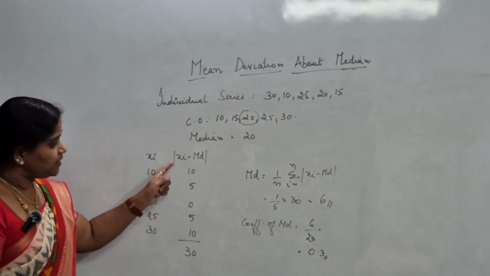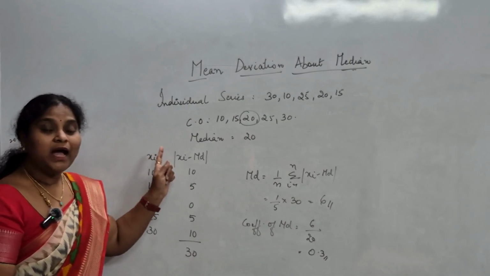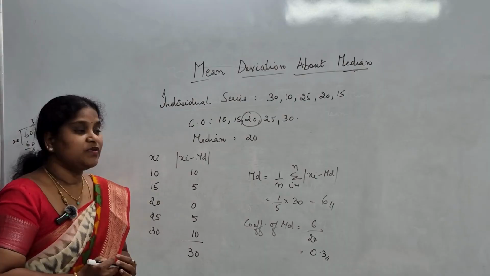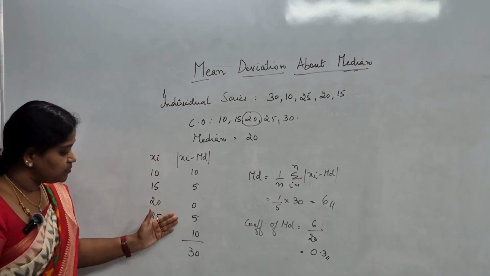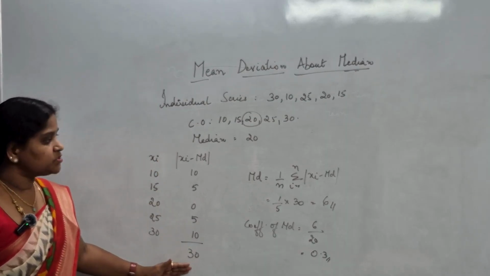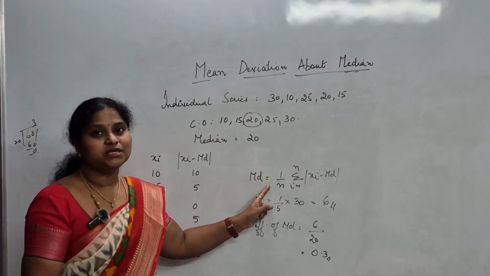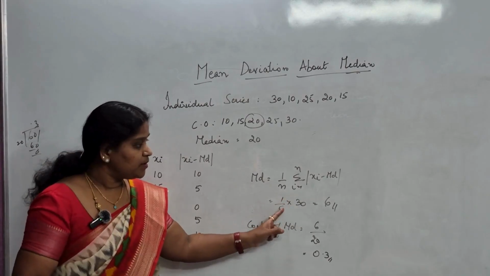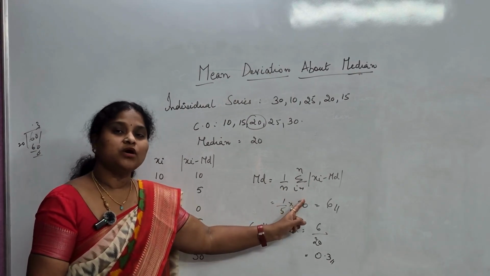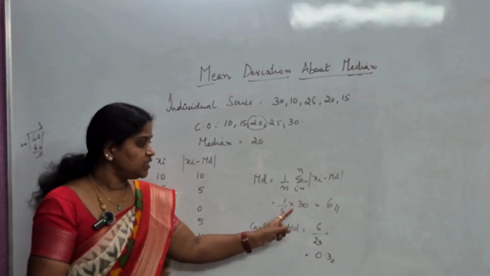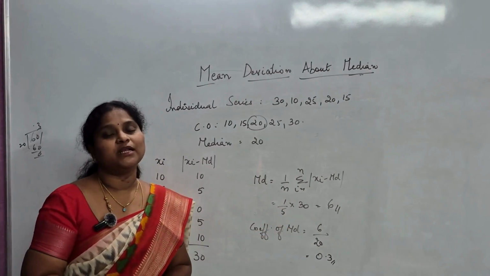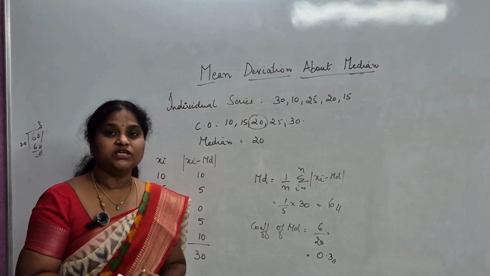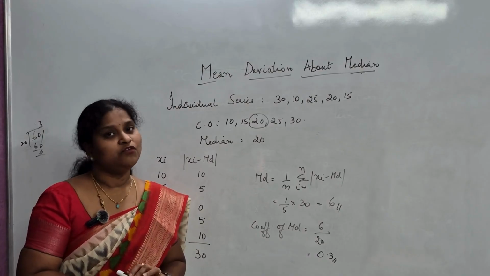We represent them here. Now, as the formula demands, we need sigma mod xi minus median. So we add all the values of this column to give the value 30. Substituting in the formula, mean deviation is equal to 1 by n, where n is equal to 5, the number of values, 1 by 5 into sigma mod xi minus median, which is 30. So 1 by 5 into 30 gives the value 6. So 6 is the mean deviation about median, which gives the absolute value of mean deviation.